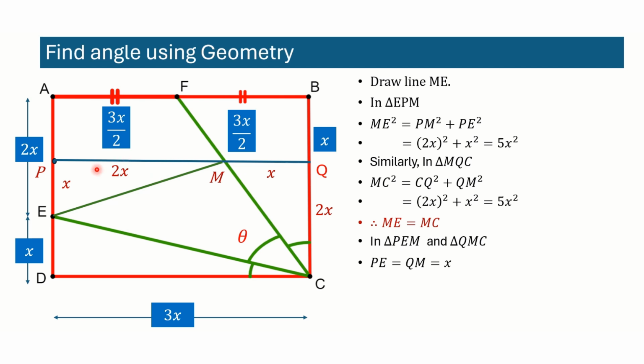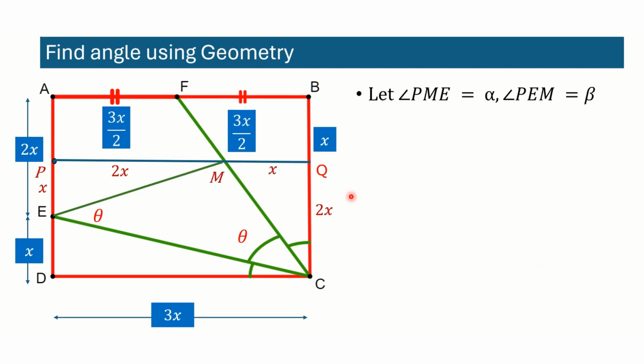PE is equal to QM, and this is equal to x. ME is equal to MC, which is equal to root 5 times x. And PM is equal to QC, that is this length. So this means these two triangles PEM and QMC are congruent.